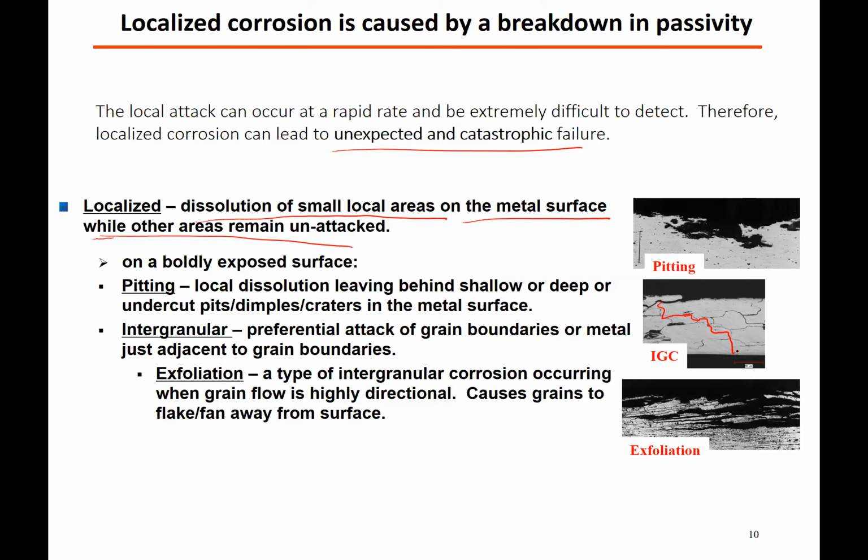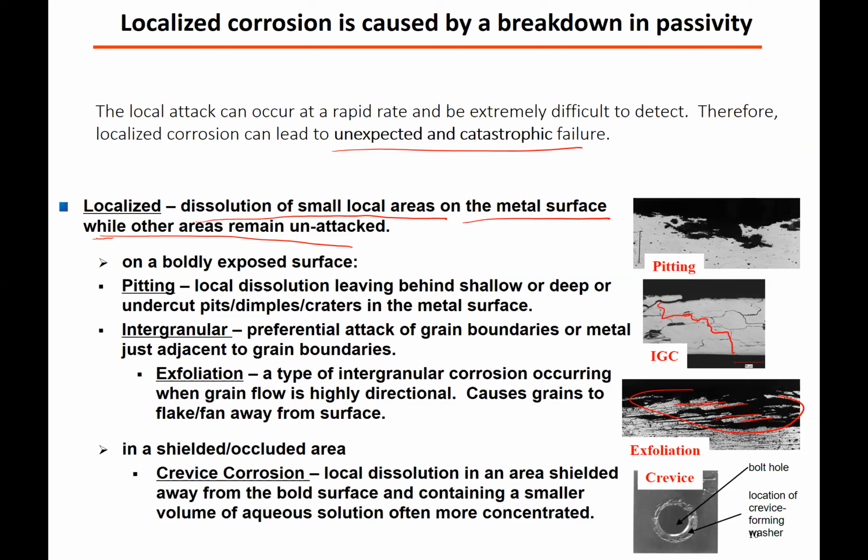And then what happens next is exfoliation. So once you break apart your material, these flakes of your metal start coming apart and the material exfoliates. And so you could see that here, these flakes are coming off. And typically that's not a good thing because you're losing material. The structural integrity of the material is being lost. It could also happen in a shielded or occluded area.